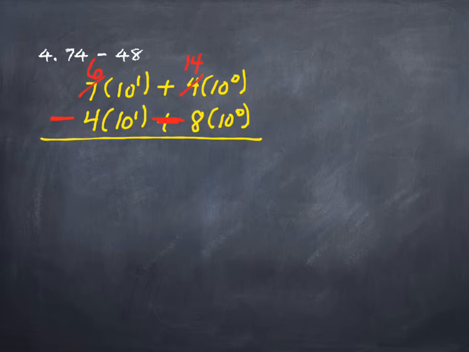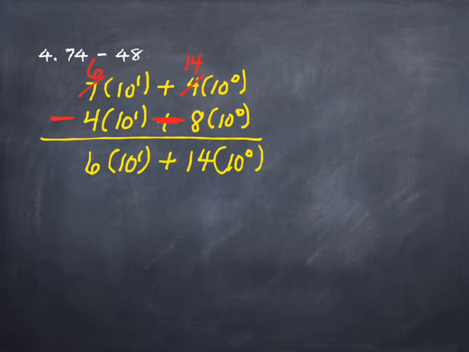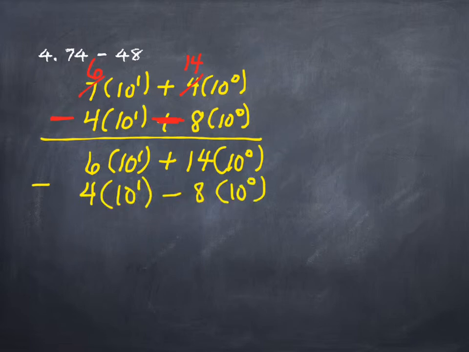So you're going to write another line. It's going to look like this, but without the crossing out bit. 6 times 10 to the 1 plus 14 times 10 to the 0 minus 4 times 10 to the 1 minus 8 times 10 to the 0. And once you get it to here, you could actually subtract the 6 and the 4 first if you wanted to, instead of the 14 and the 8. It really wouldn't matter. We'll keep with our standard notation, which is to start on the right-hand side.